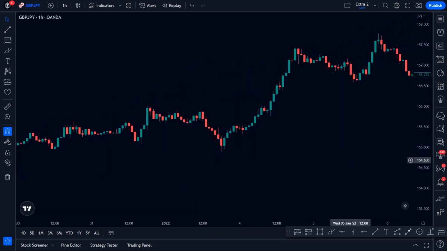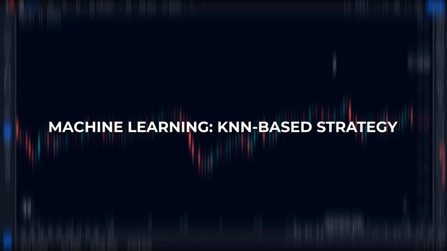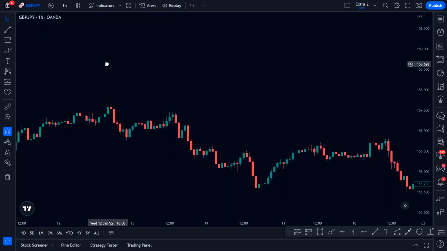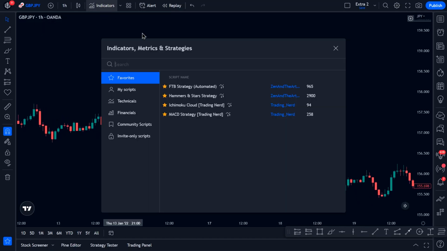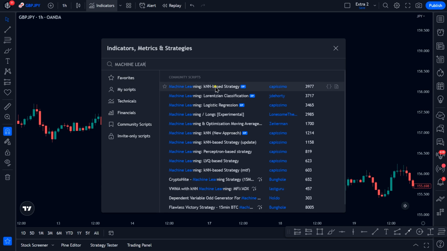But yeah, the AI indicator is called Machine Learning KNN-based strategy, and you're gonna find it on TradingView. To add it, click here, then type in Machine Learning, and select this one by Capissimo.